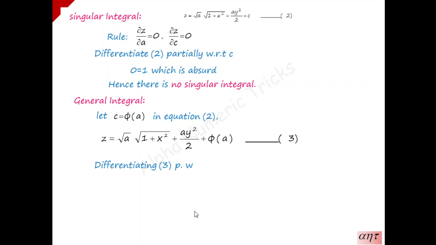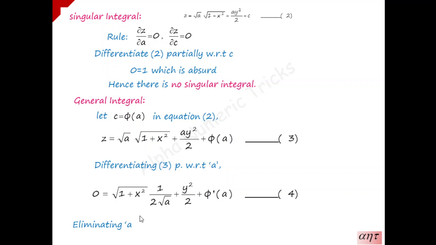Differentiating this partially with respect to the constant a, we have dou z by dou a, which is 0, is equal to, this term is constant because we are differentiating with respect to a, so root of 1 plus x square into root a, differentiation is 1 by 2 root a, plus y square by 2, as it is. Differentiation of a with respect to a is 1, plus differentiation of phi of a is phi dash of a. Number that equation 4. Now we can't simplify further because we don't know the function phi of a. So we conclude our result: eliminating a between 3 and 4, we can get the general integral.